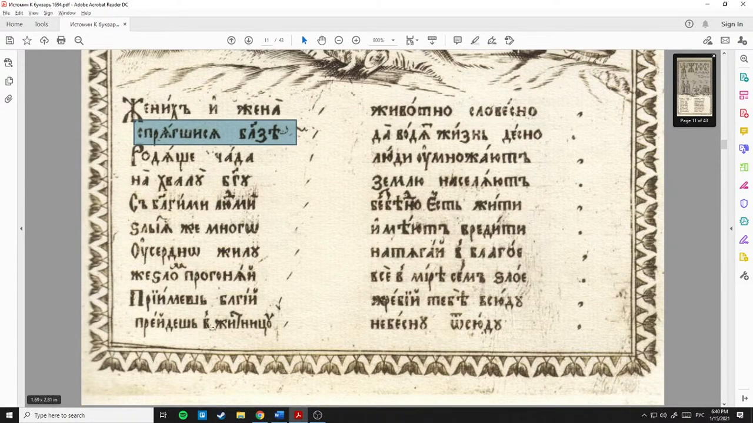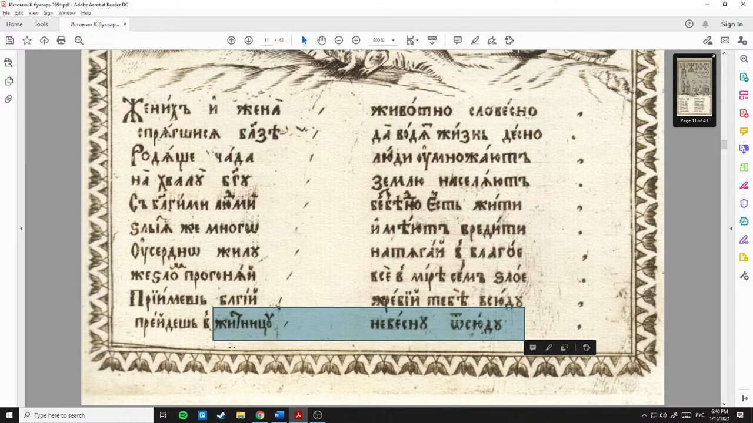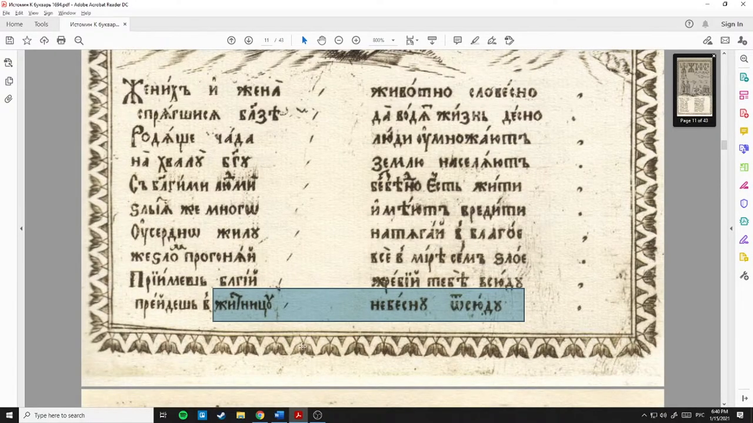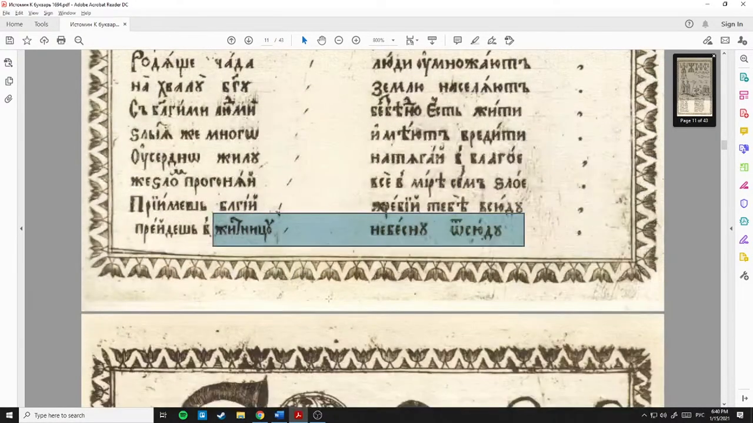Pridješ v žitnicu nebesnu odsiudu. So you come or you go to the granary, Житницу небесную отсюда, from here. This is probably a reference to heaven, right? So you go to the eternal celestial рай, so to heaven. But they call it a granary, which is kind of interesting. It makes sense, though.